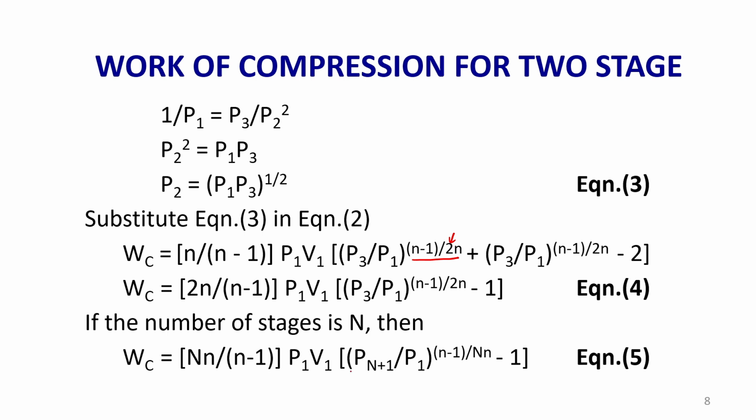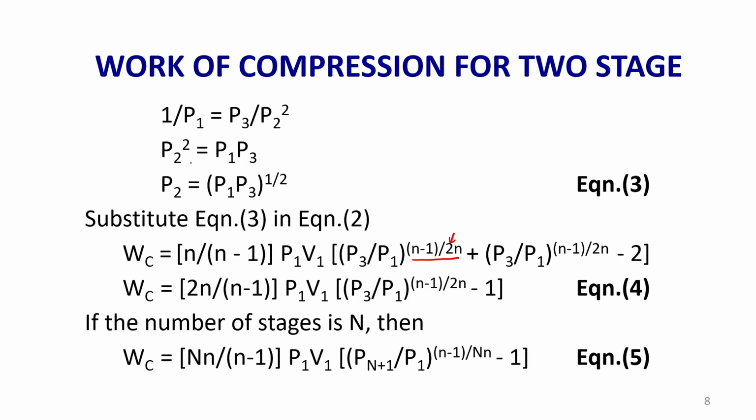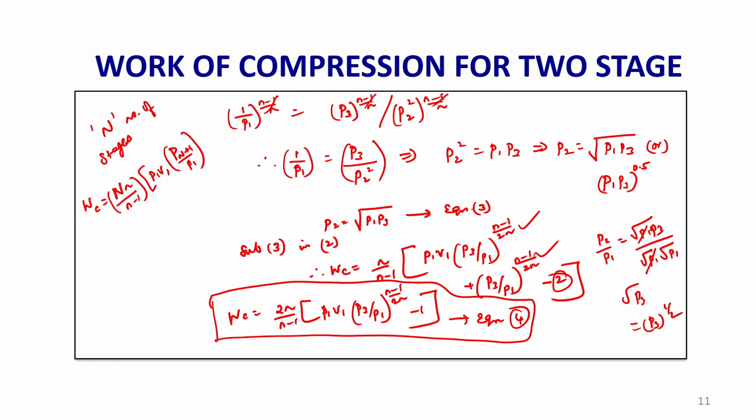If the number of stages is 2, instead of P2 we have P3, so here it will be n plus 1: P of n plus 1 by P1, to the power of n minus 1 by capital N small n, minus 1. So, this is the work of compression.